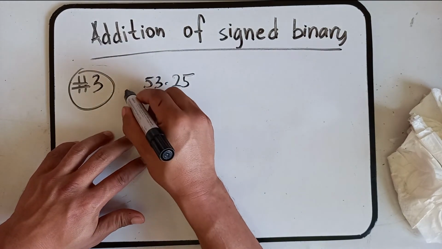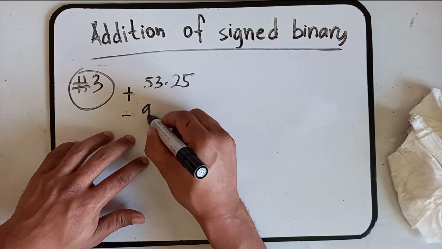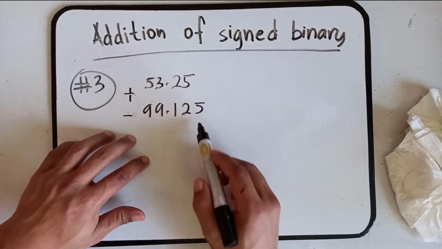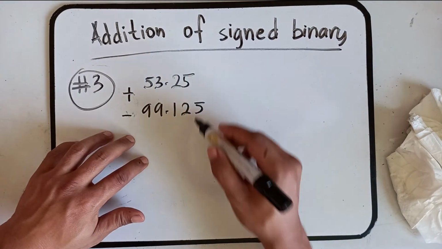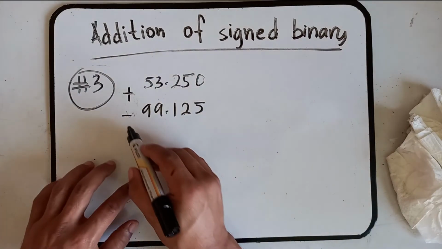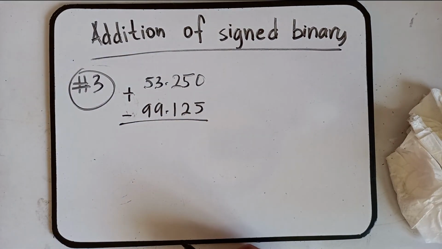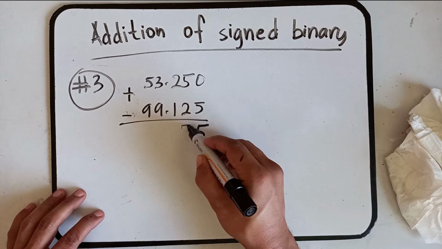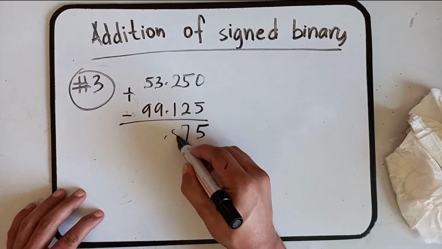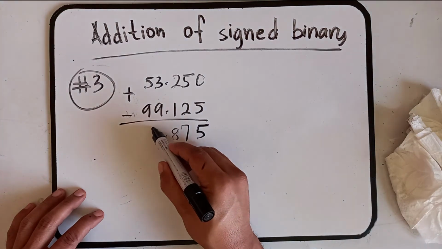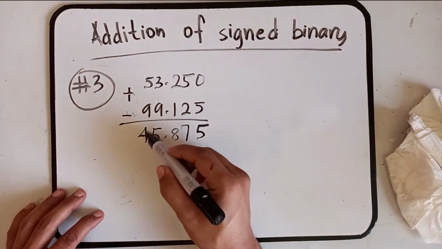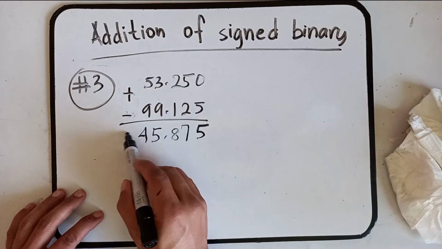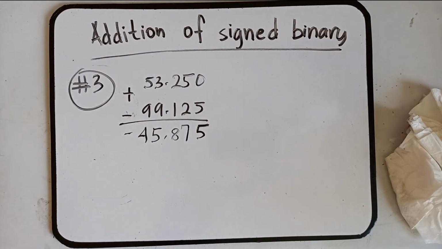53.25 plus negative 99.125. Okay, so just to make this column match to the other side of the column, let's pad this with 0. So let's try adding this. So this becomes 5, this becomes 7, and this becomes 8, and this becomes 5, and then this becomes 4. And the highest number is 99. So we have to copy the sign. So this is negative 45.875.